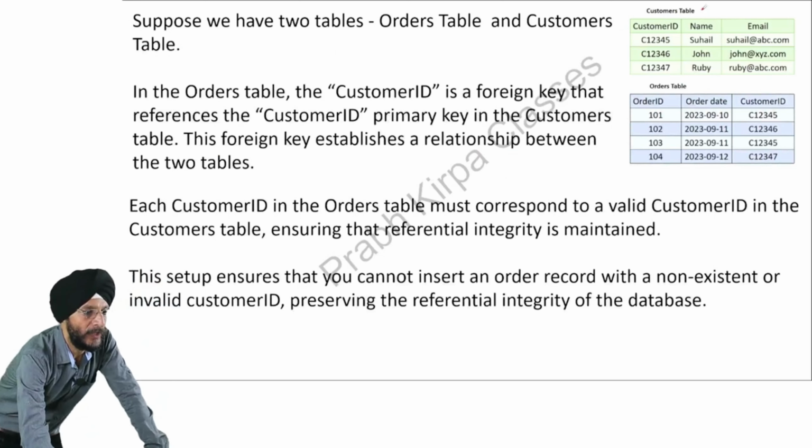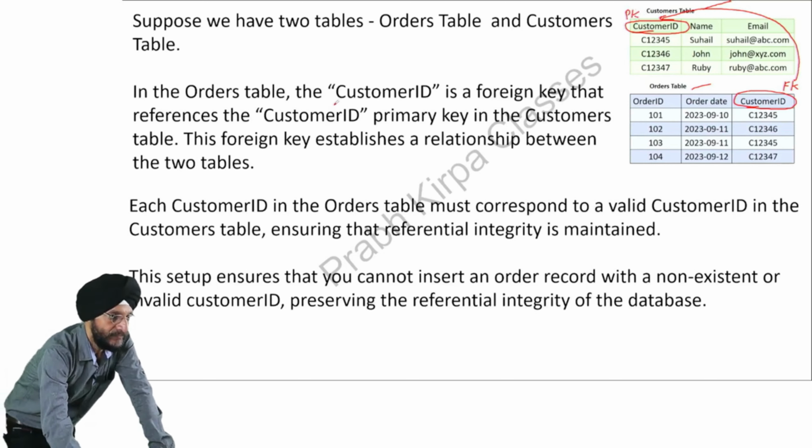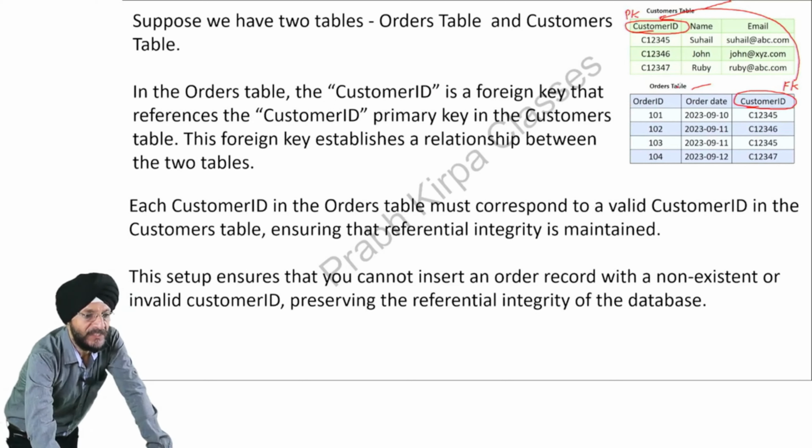Suppose you are having two tables. One is the customers table, another is the orders table. In the orders table, here you will see the customer ID. It is the foreign key which has a relation with another table, that is the customers table. Here customer ID is also appearing. Here it is the primary key. Now this customer ID which is appearing in the orders table refers to the customer ID in the customers table. This foreign key has established a relationship between the two tables.